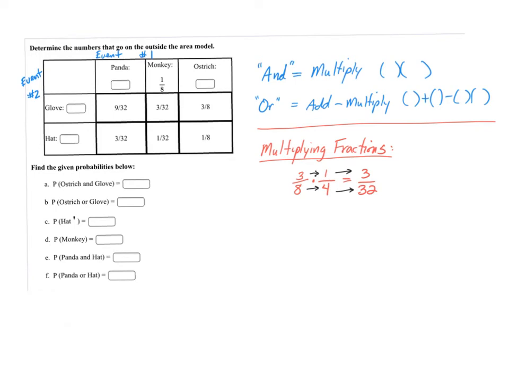All right, to figure out this question, you need to first of all understand what's going on. There are two events. You're going to randomly select a stuffed animal that's either a panda, monkey, or ostrich. Then you're going to randomly select some kind of article of clothing to go with that stuffed animal, either being a glove or a hat.